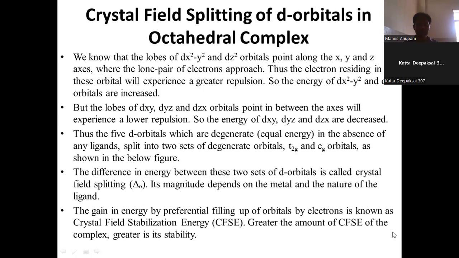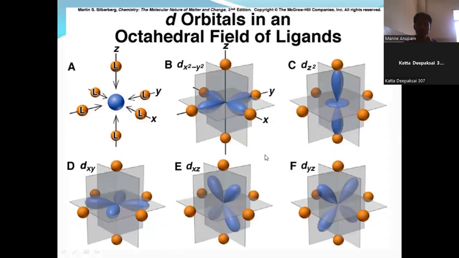Okay, let us go to the next slide. So here we are able to see this is the metal ion. Metal ion is positively charged, ligands are negatively charged. Metal ion and ligand, positive and negative, there is an attraction. That is electrostatic attraction. We know that positive and negative will attract each other. So that is the reason why bond is forming between metal and ligand.